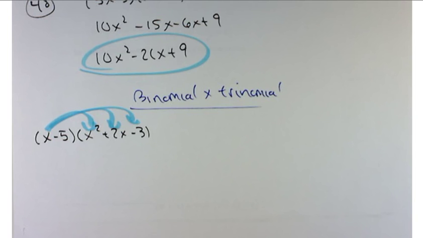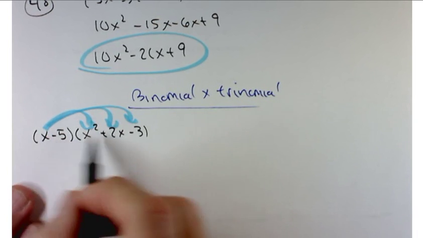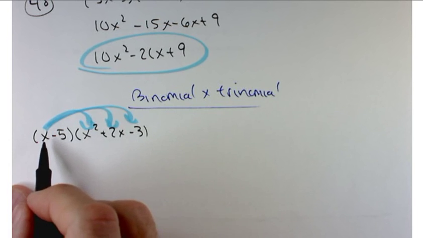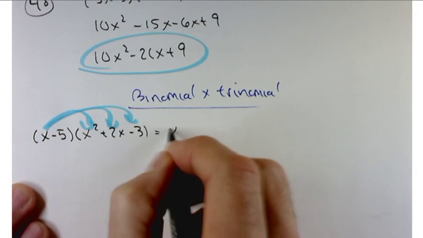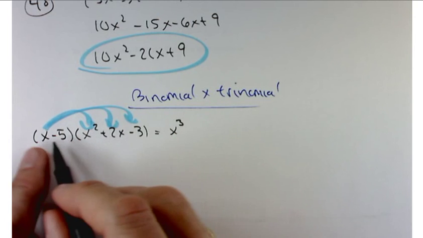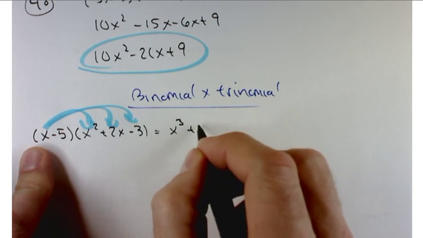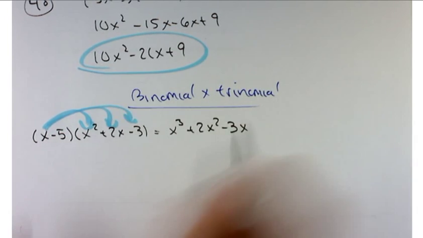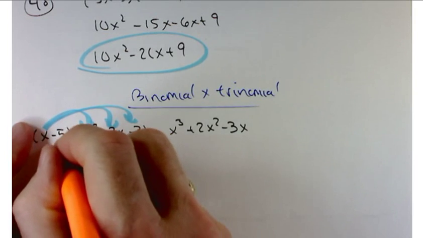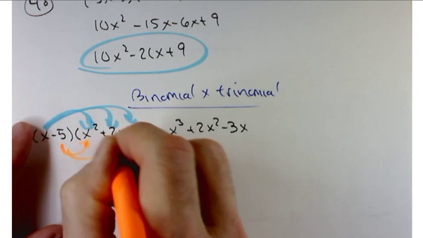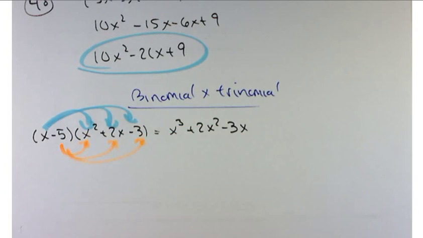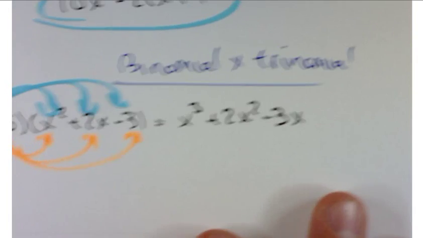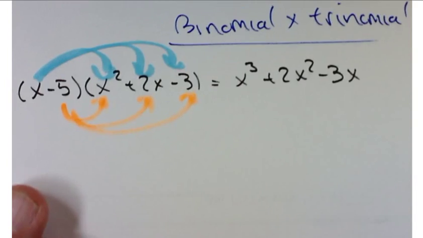Well, let's take a look at what I'm going to do here. I'm going to take the x and multiply it by each of those things here. So x times x squared is x cubed. And then x times 2x is a plus 2x squared. And finally a minus 3x. So I distributed the x. Now I got to distribute the minus 5. And here's where you can be a little bit clever in your work.